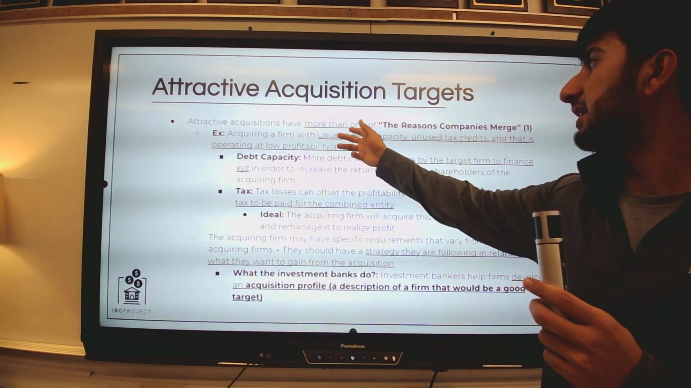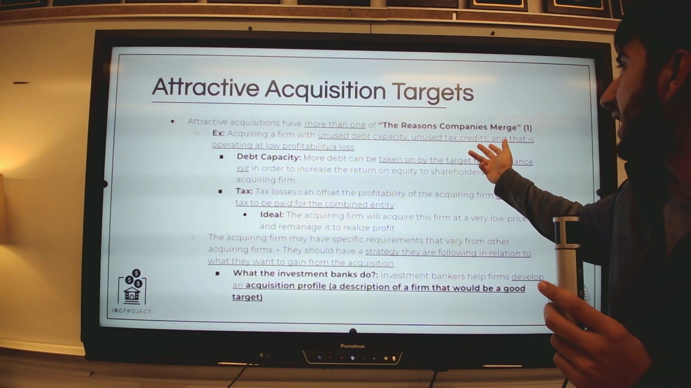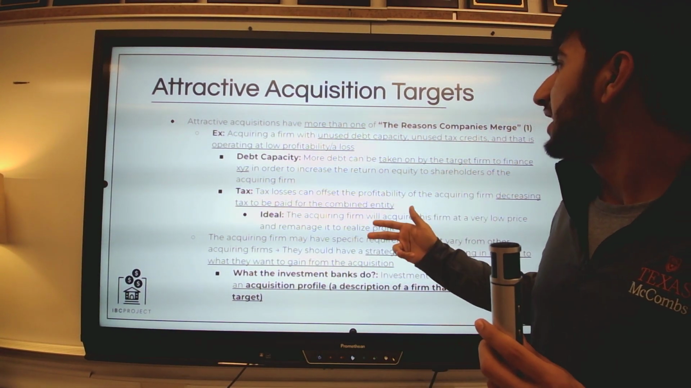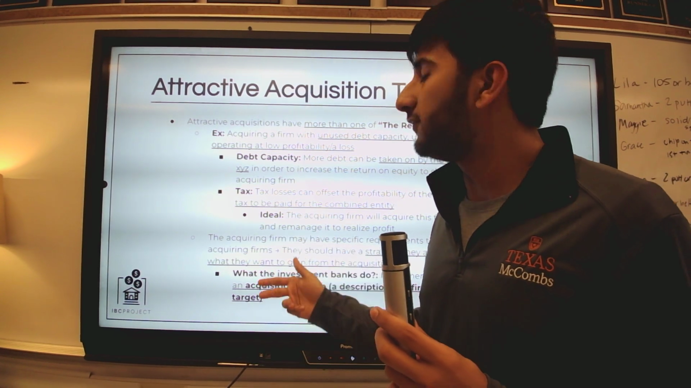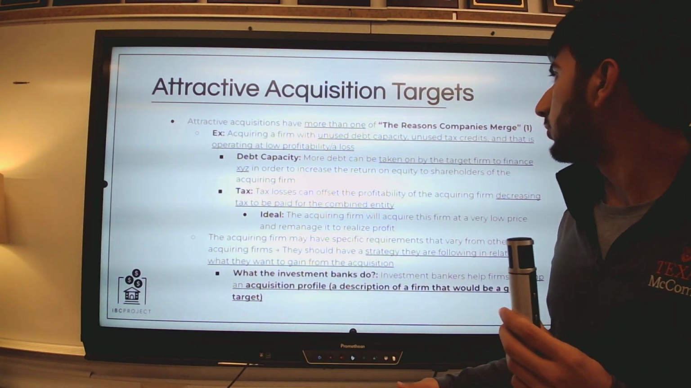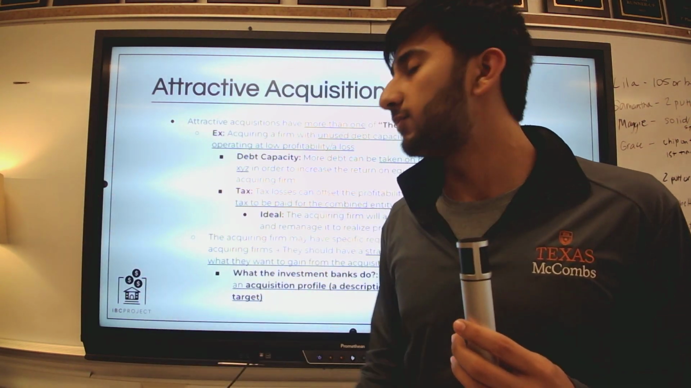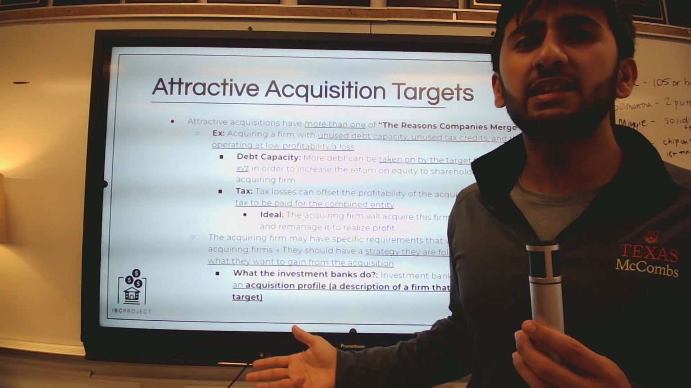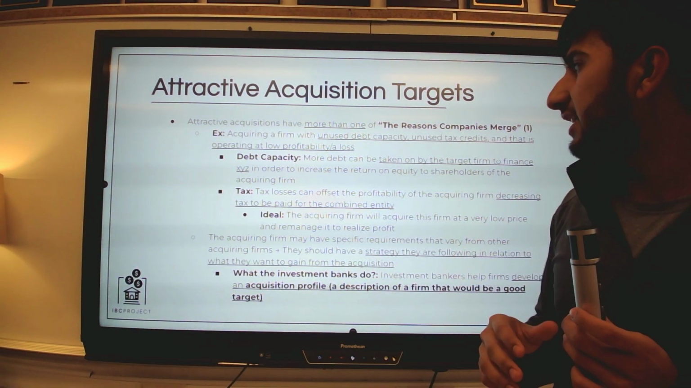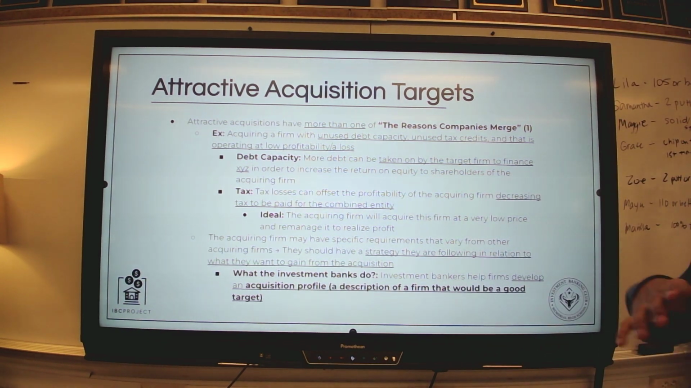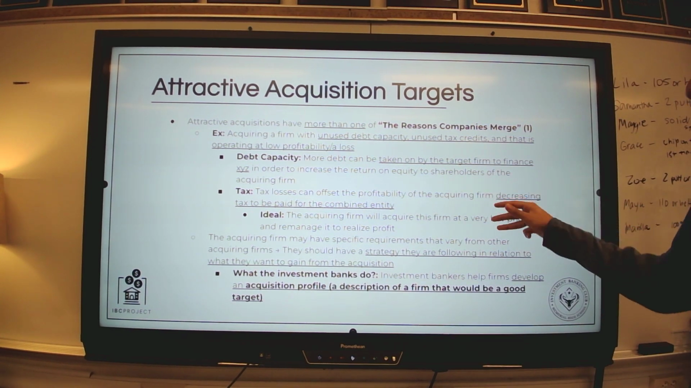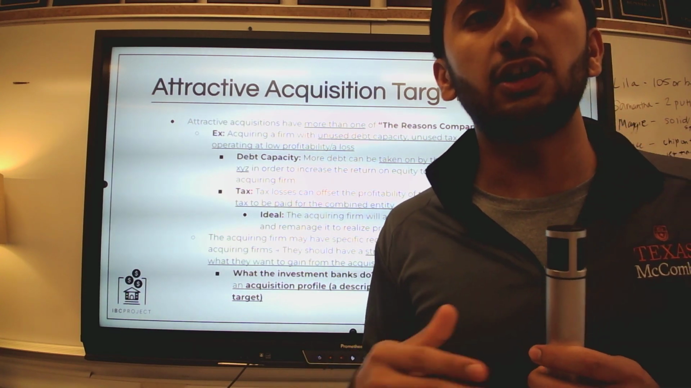So an example would be a target firm with unused debt capacity, unused tax credits, and that is operating at a low profitability, or a loss. So those are multiple reasons why you may want to merge with that company. So what is debt capacity? Well, more debt can be taken on by target firm XYZ in order to increase the return on equity for shareholders of the acquiring firm.